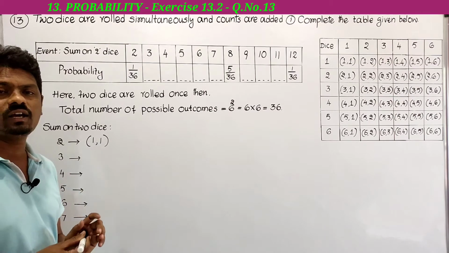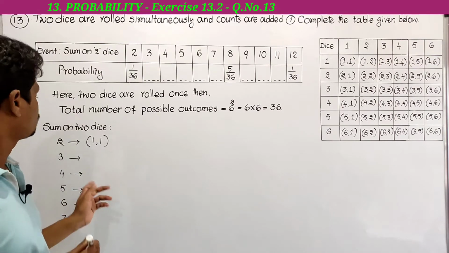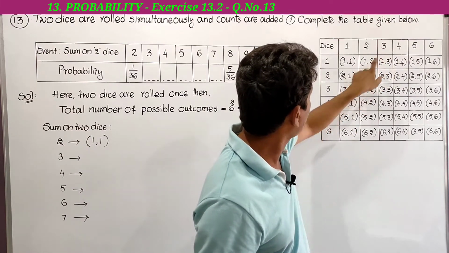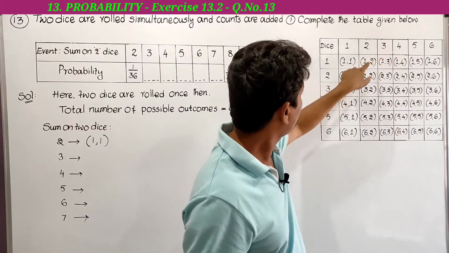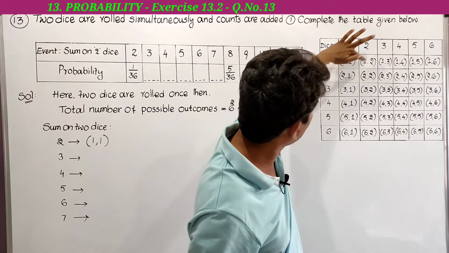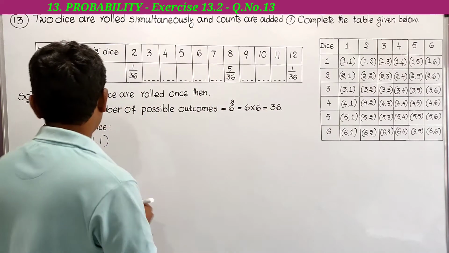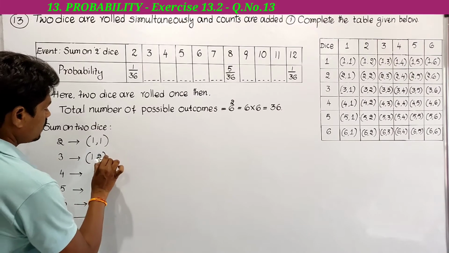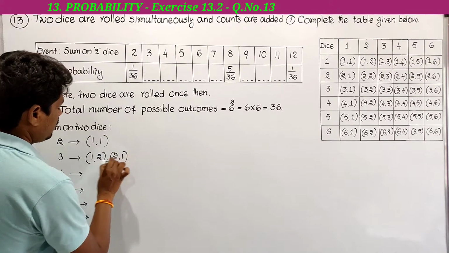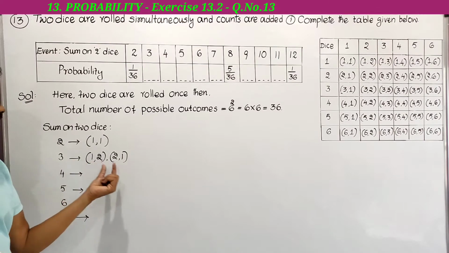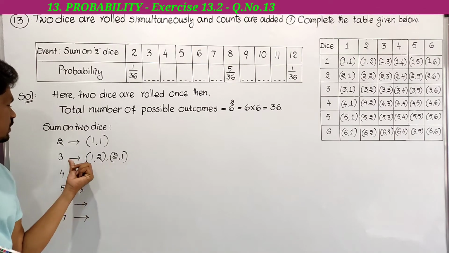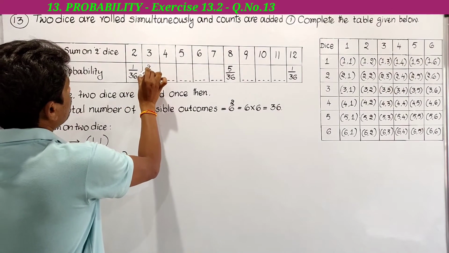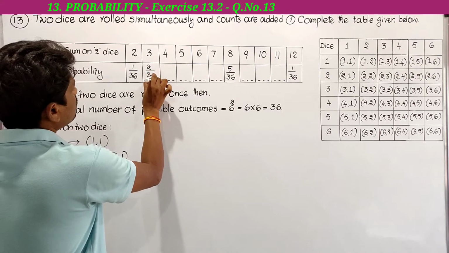In the same way, how to find the sum on two dice is 3. So what are the favorable outcomes for 3? Here 1,2 and 2,1. If we draw a line passing through 3, 3, we can get 1,2 and 2,1. So 1,2: 1 + 2 is 3. In the same way 2,1: 2 + 1 is also 3. So here how many favorable outcomes are there? 2, divided by the total number of possible outcomes, which is 36 only.